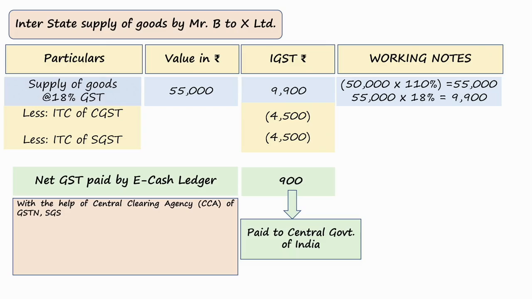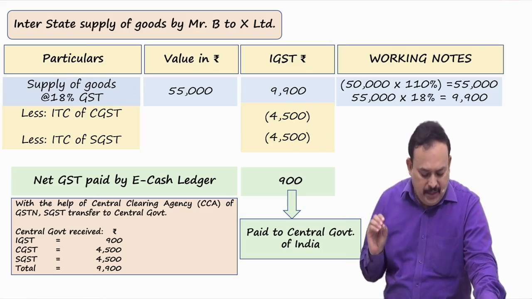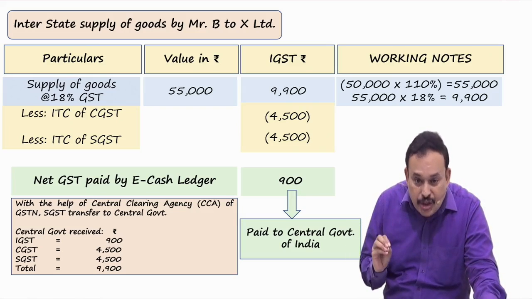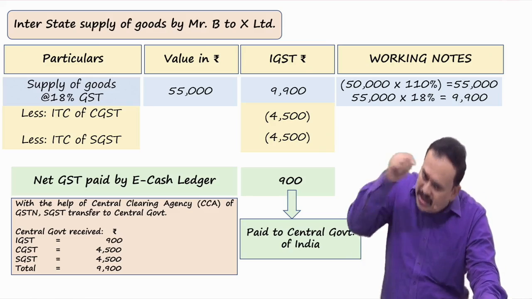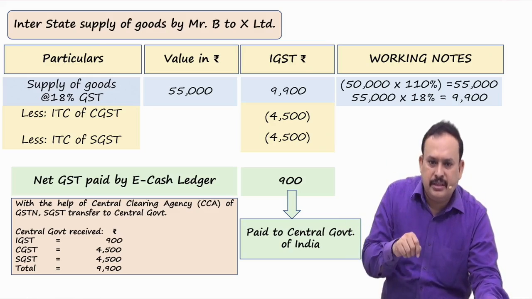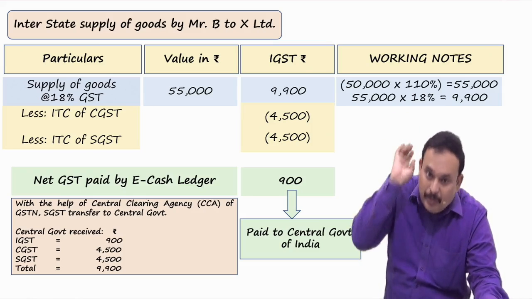To conclude, look here, one important area before going to the next stage of sale. Here, I also mentioned the central clearing agency involvement. With the help of the central clearing agency of the GST network portal, SGST is transferred to the central government. Resulting in what happened: the revenue collected by Karnataka state, 4,500, debited to the state and credited to the central government.